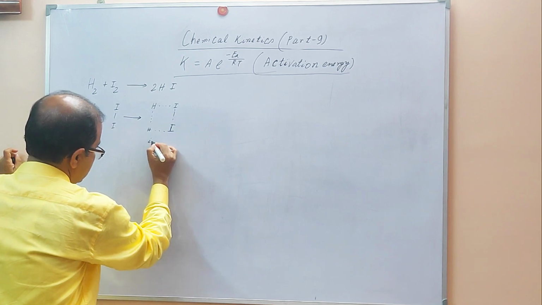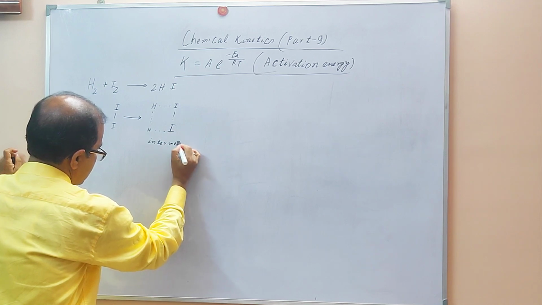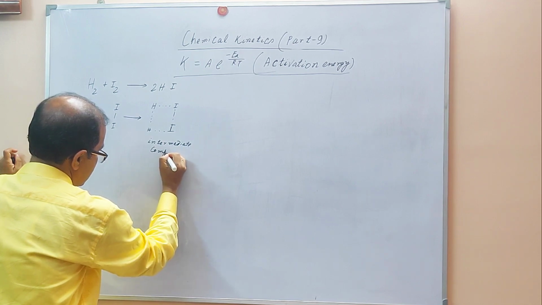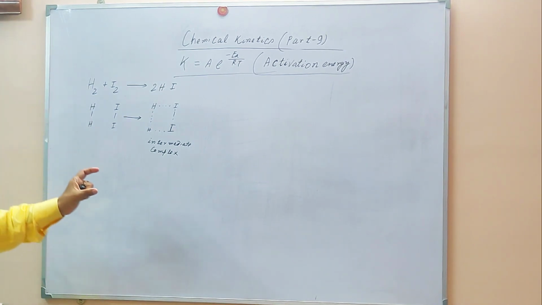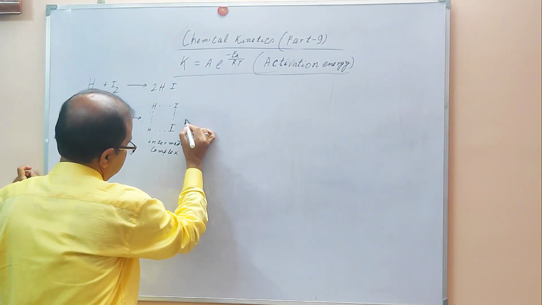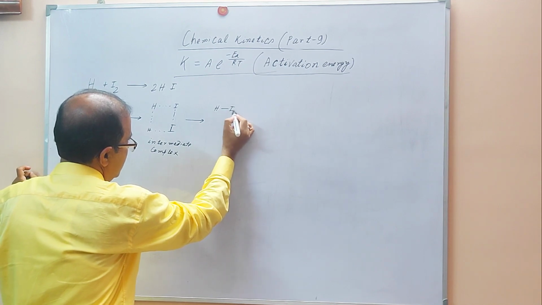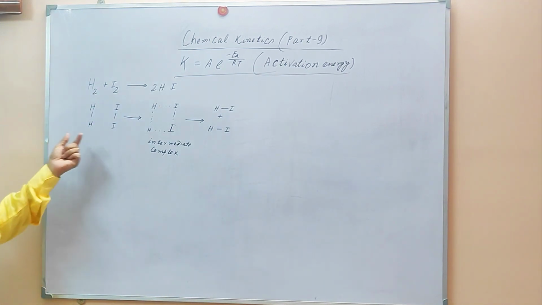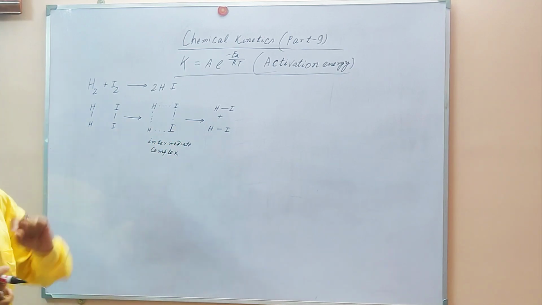This is the intermediate complex, and this intermediate complex is very much unstable, and this will break, dissociate, and it will produce hydrogen iodide molecules, the product. This is the reactant and this is the product, and in between there is an intermediate complex.